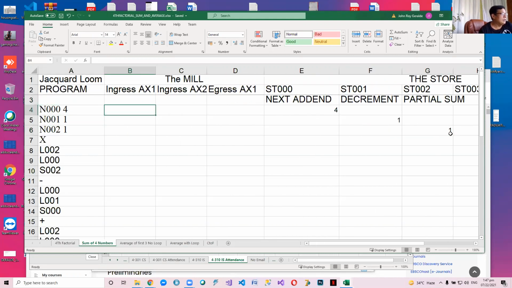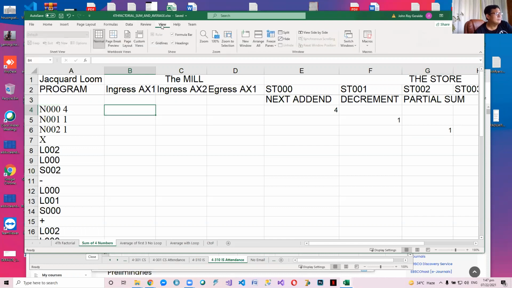Let me freeze the panes. Freeze it again. Okay. So we say N004 because this is our first addend, N001 our decrement, and N002 as our partial sum.